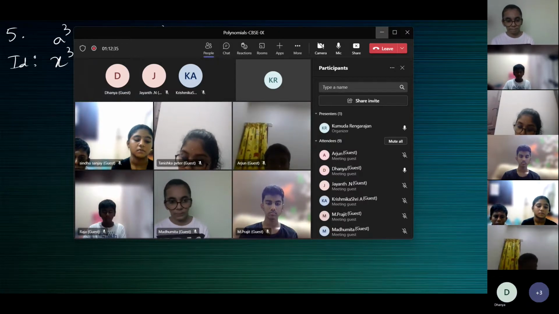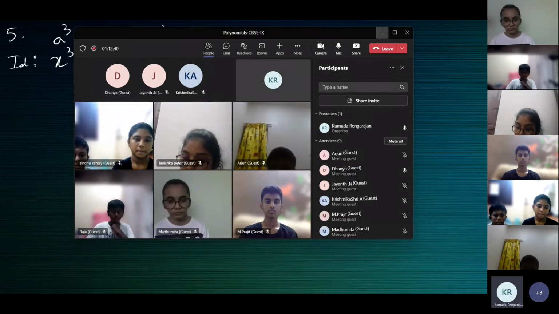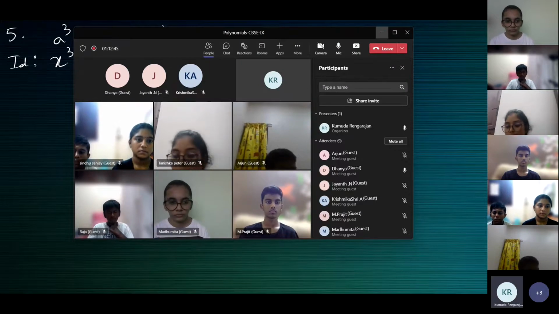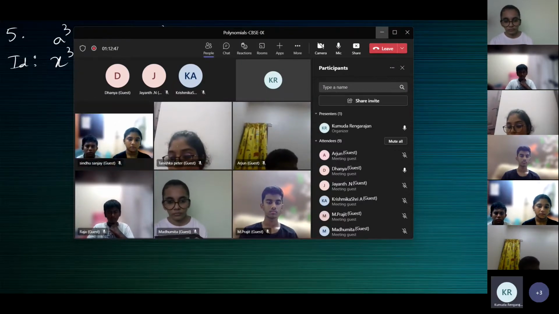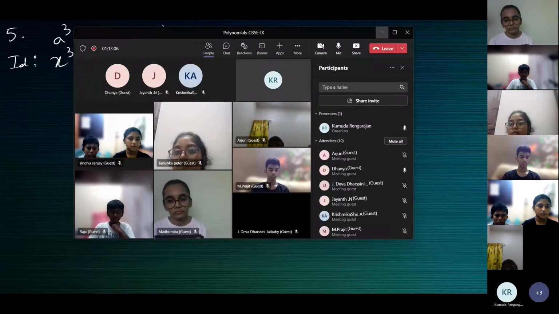You told it correctly in the first. Plus minus plus minus. A cubed is plus, then minus 3a square b plus 3ab square minus b cube. We are alternating between the plus and minus sign. Yes, ma'am. A cube is plus. So a cube minus 3a square b plus 3ab square minus b cubed. Plus minus plus minus. Yes, ma'am.